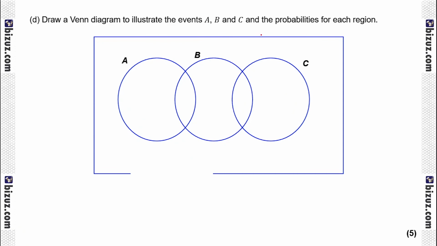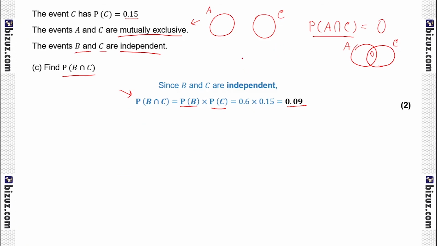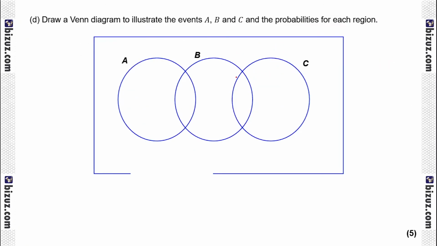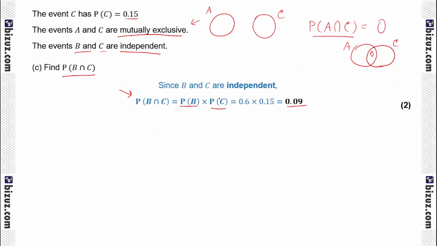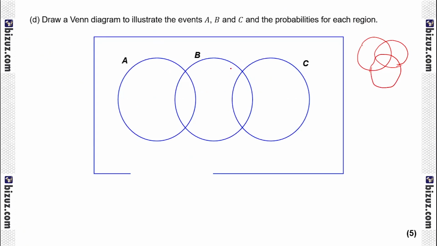Draw a Venn diagram to illustrate the events A, B, and C and the probabilities for each region. Now, there is one thing that I'd like to clarify here. Normally, if you have 3 events, the most general way that you can draw them is like this. Now, why did I draw them like this? Because they've already told us that A and C are mutually exclusive. That's why these two are apart from each other. They won't have an intersection. You could actually draw it like this, but in some parts you're going to have a bunch of zeros. So rather than going to that effort, I just drew them separate from the get-go.